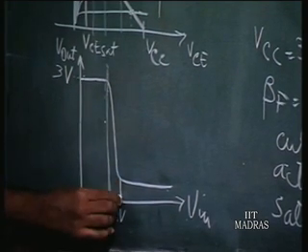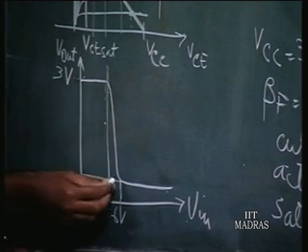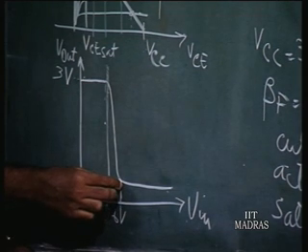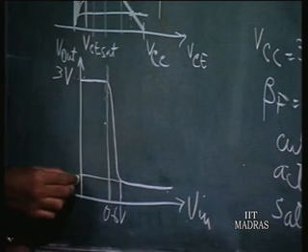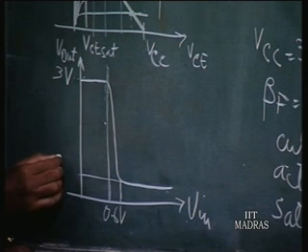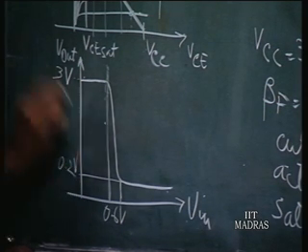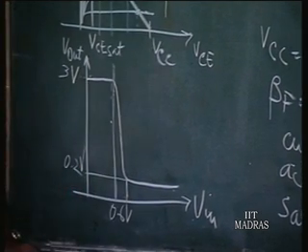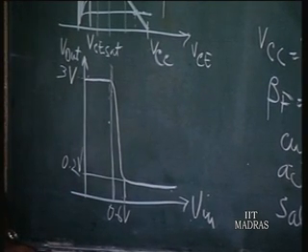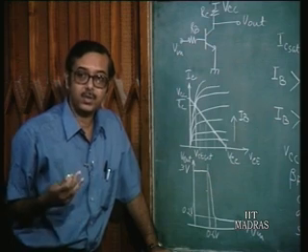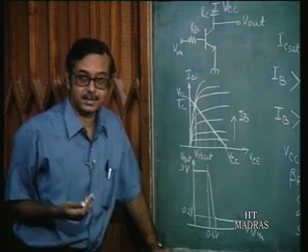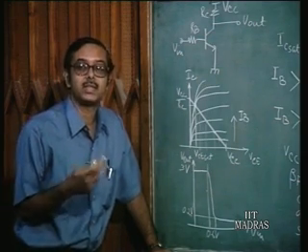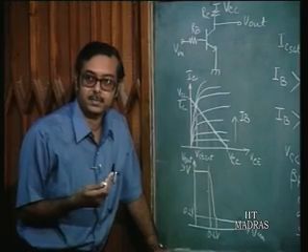Now, the next thing is this point. At this point, the transistor has gone to saturation. Once it goes to saturation, what is the output voltage equal to? 0.2 volts. And what is the input voltage at which the transistor has gone to saturation? How do you calculate that? You have to know first what is the base current at which the transistor goes to saturation.